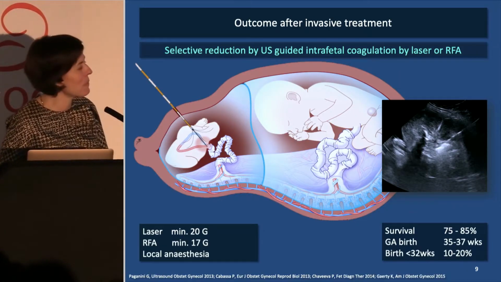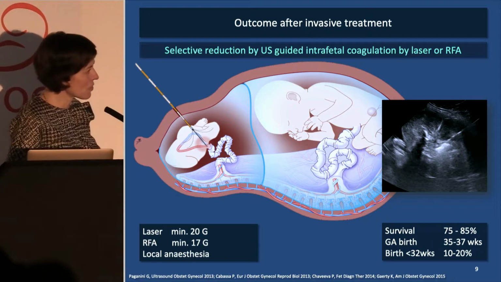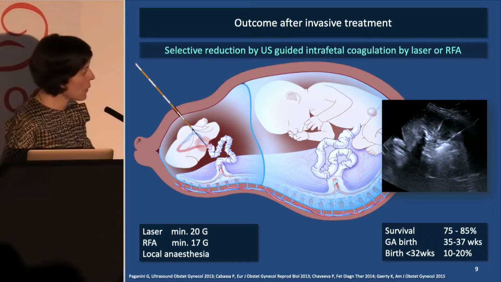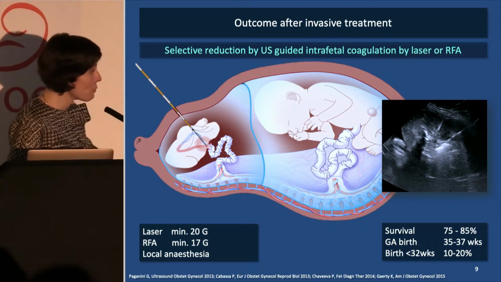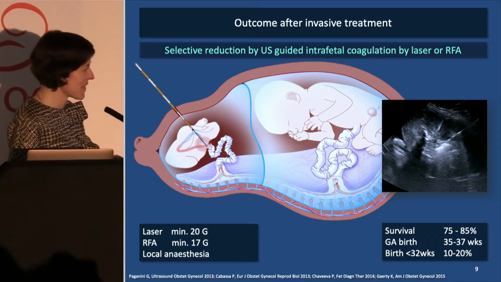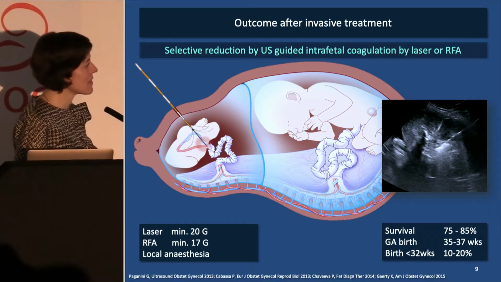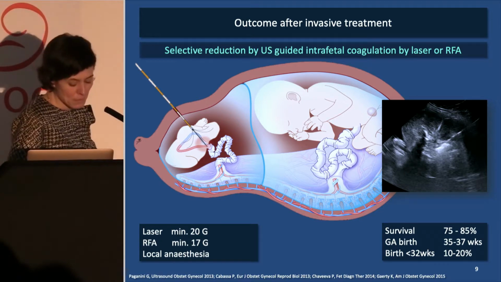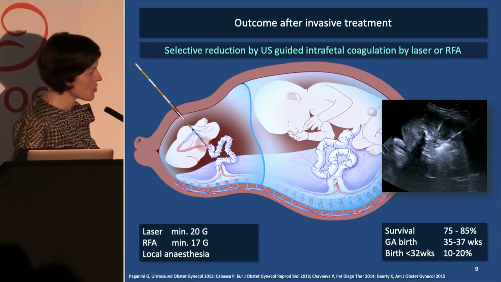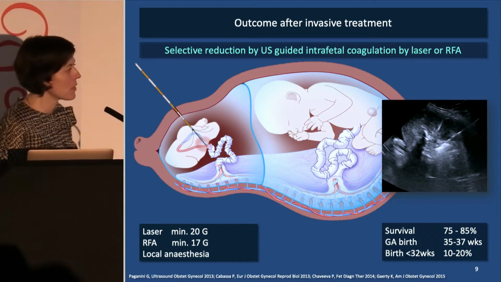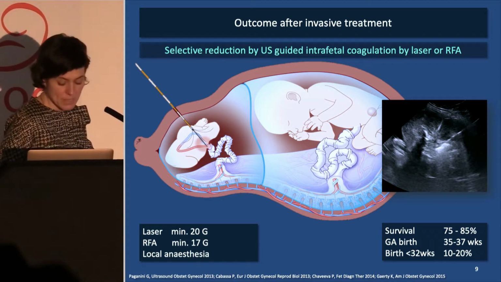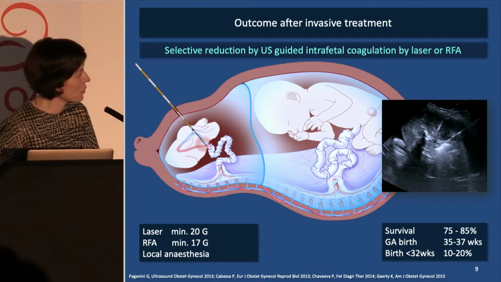Now for the treatment, Monique is going to address that, but just to briefly touch on it, our favorite treatment for diamniotic twin pregnancies is intrafetal coagulation, where in the first trimester you potentially could use laser, because then you can use the thin CVS needle, even a 20-gauge needle. But in the second trimester, we would use radiofrequency with a 17-gauge needle. And survival rates for the pump twin are around 75 to 85%, with an average gestational age at birth of 35 to 37 weeks.